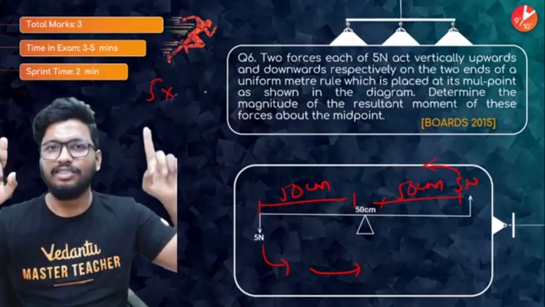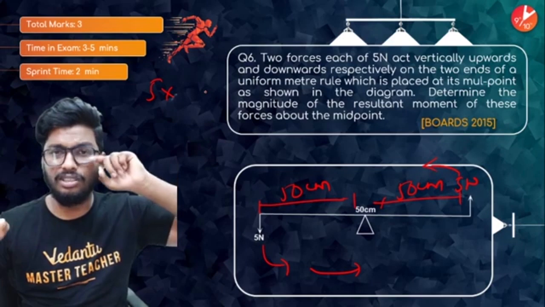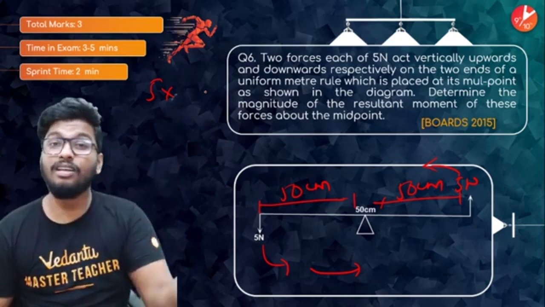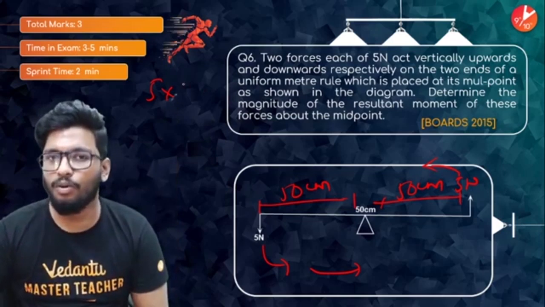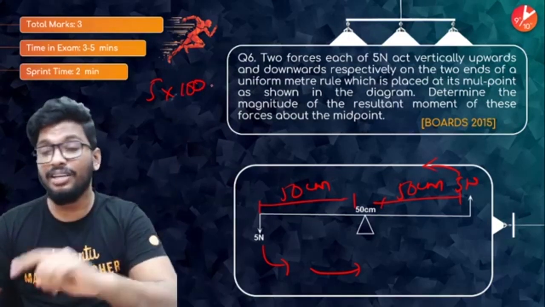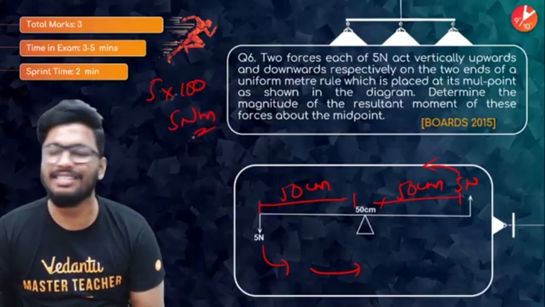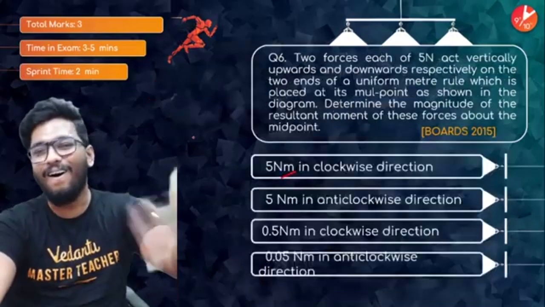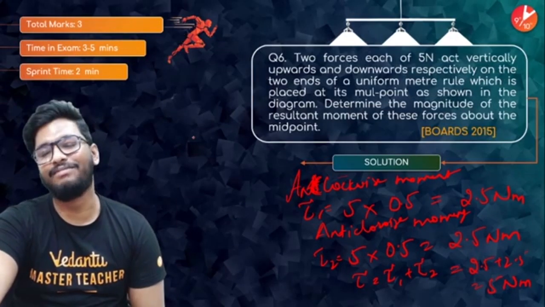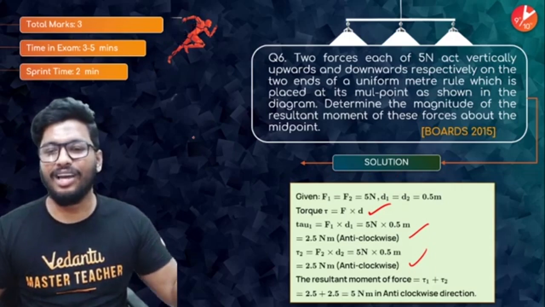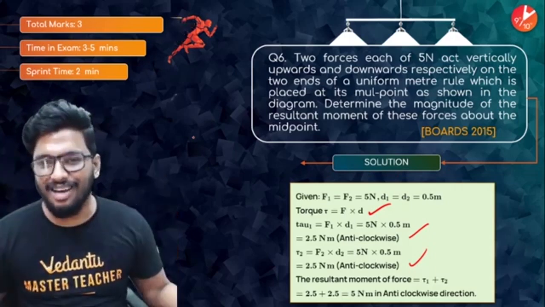So 5 into, either one of the forces into the perpendicular distance between the two forces, that is the formula. So you can directly use the couple formula, which will be 5 into 100. Now again, 100 centimeter, divided by 100, will be 1 meter, so it'll be 5 newton meter itself, right? So you can either use that, or you can go ahead with this one and find the answer like that as well. It's totally up to you, but ultimately you'll get the same answer.